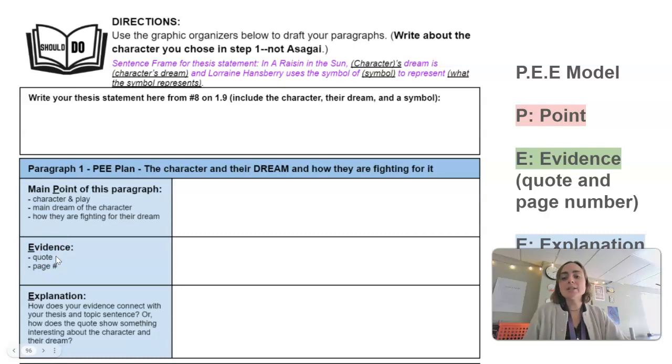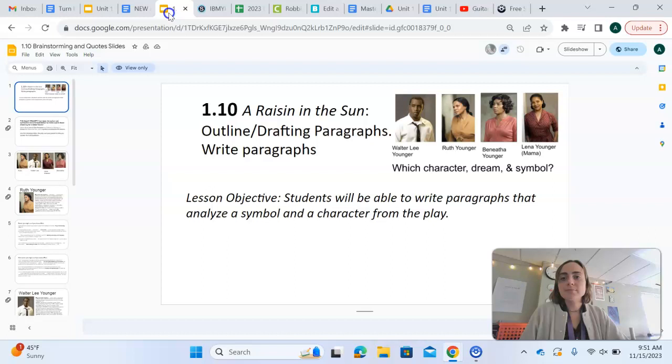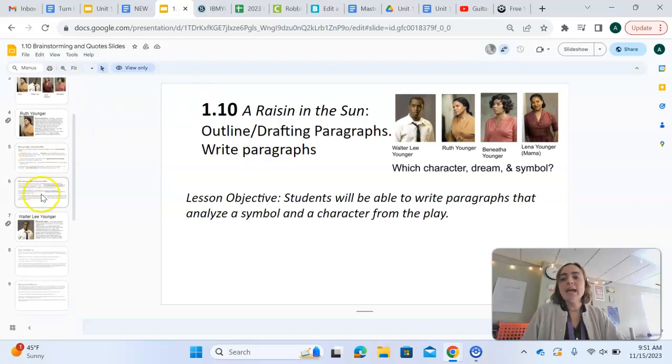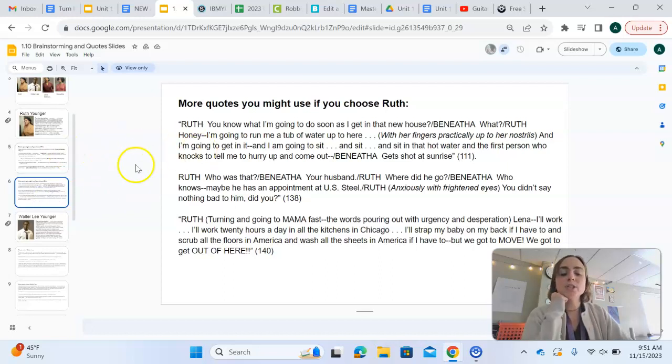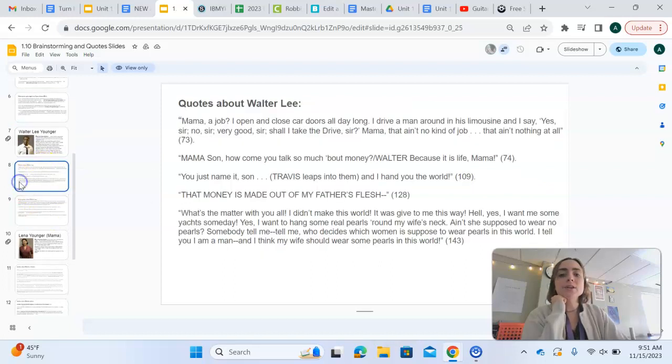So as a reminder, there's slides posted on Schoology. These are in the 1.10 folder, and it gives you a bunch of options that you can use as quotes in your summative. So I want you to find your character in these slides, and then look through the quotes and see which one makes the most sense for what you're writing. So your quote needs to directly connect to the character's dream and give us more information about why that's their dream or how they're fighting for their dream.